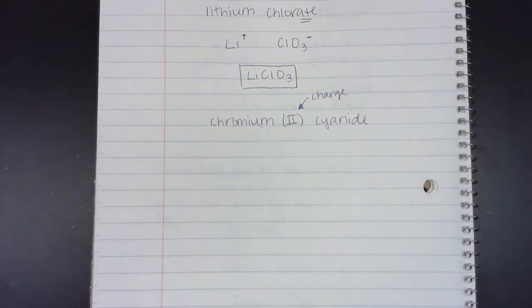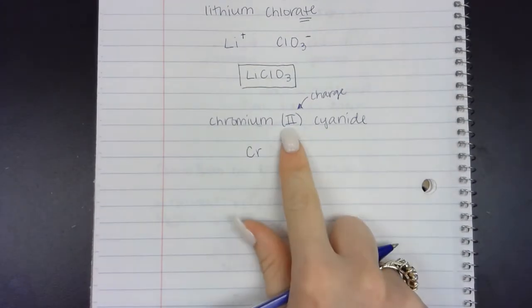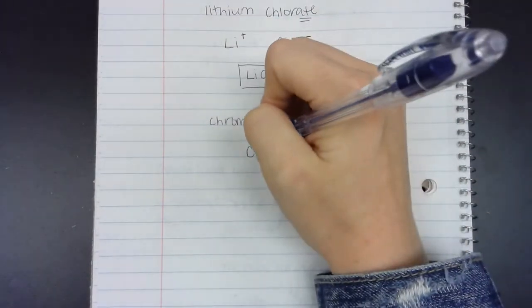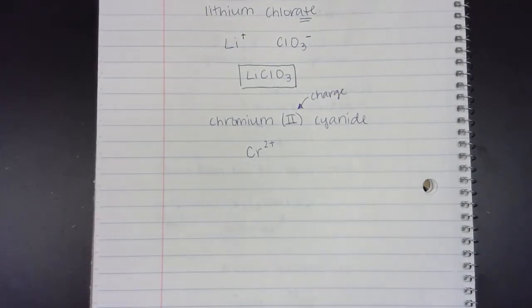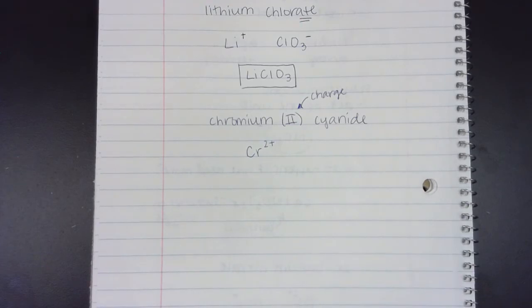Okay, does anyone know the symbol for chromium? Cr, and what's its charge? 2 positive. And then can anyone tell me what cyanide's formula is? This is our polyatomic ion. So you're not going to find the polyatomic ions on the periodic table. You're going to have to look on that chart that you pulled up on your laptop.